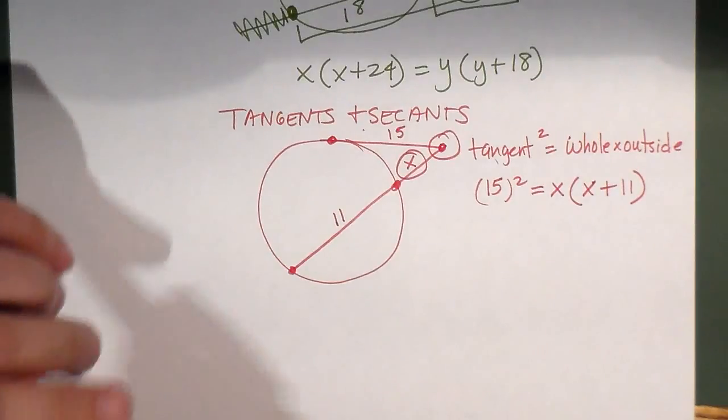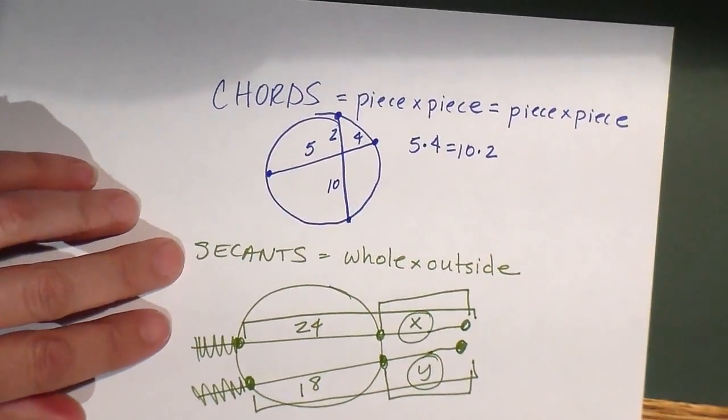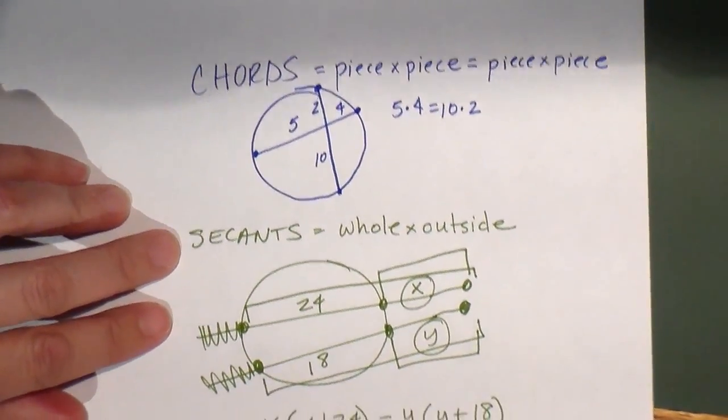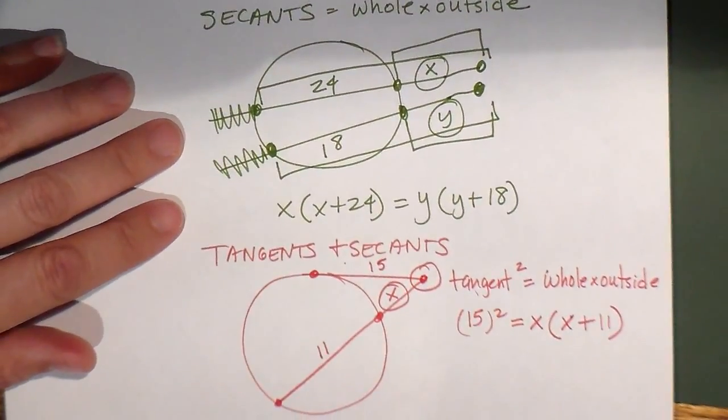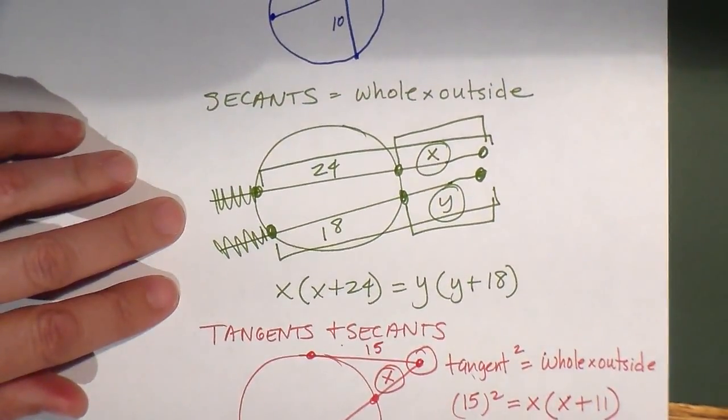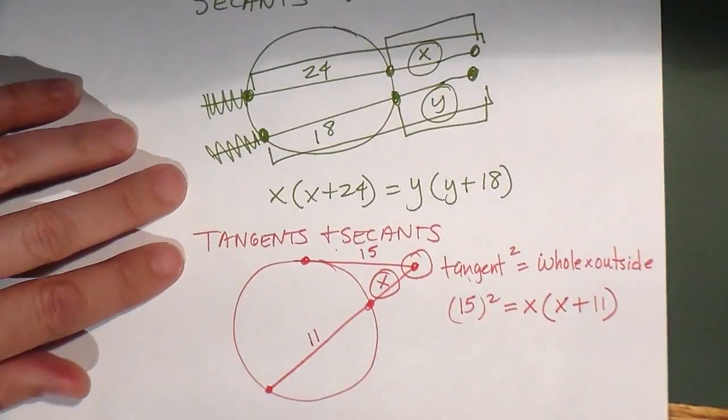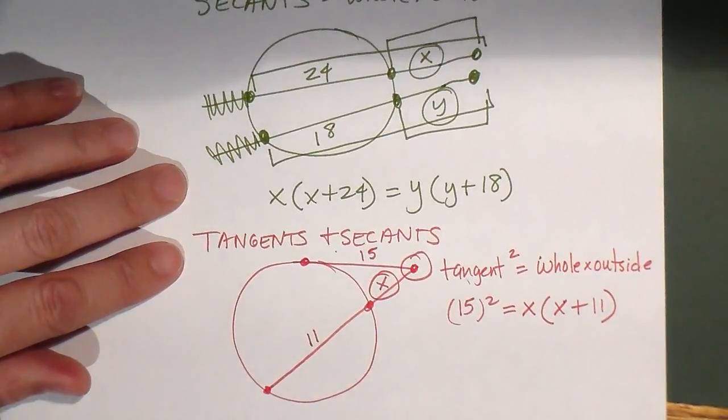So remember, chord is piece times piece. Secant is whole times outside. Tangents are squared, secants whole times outside.